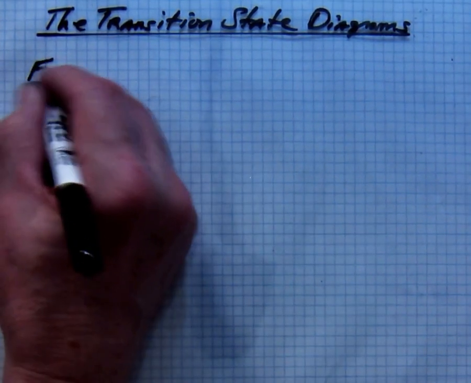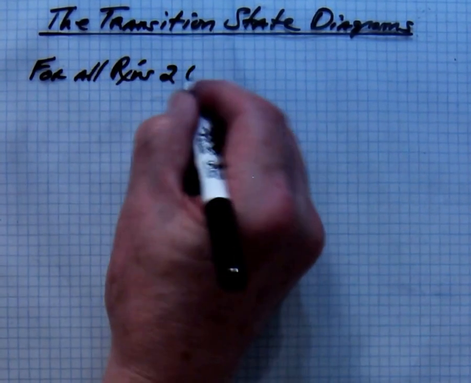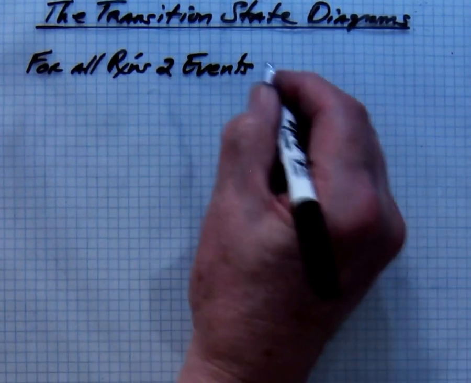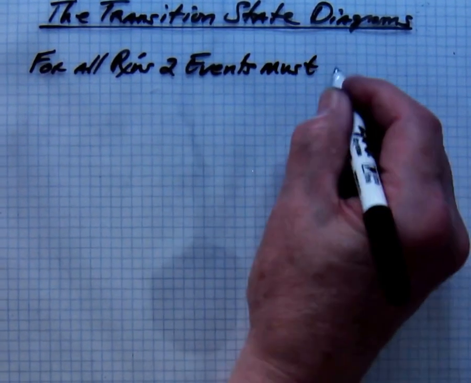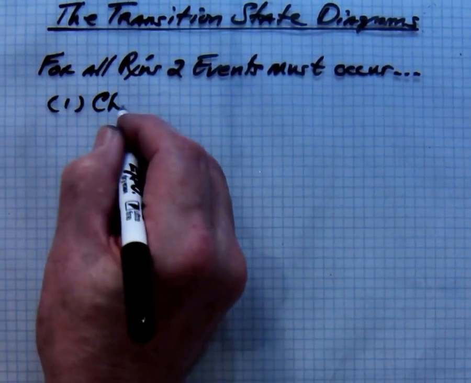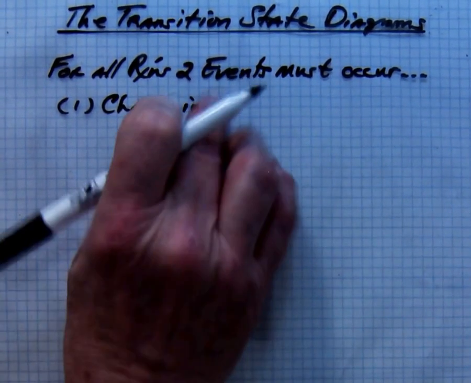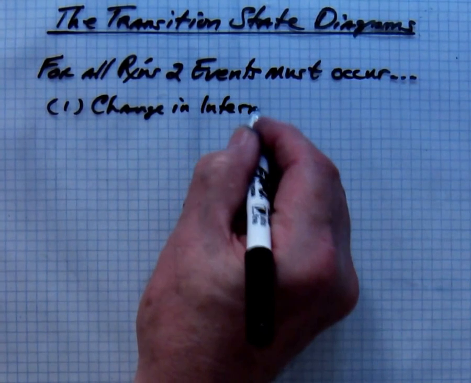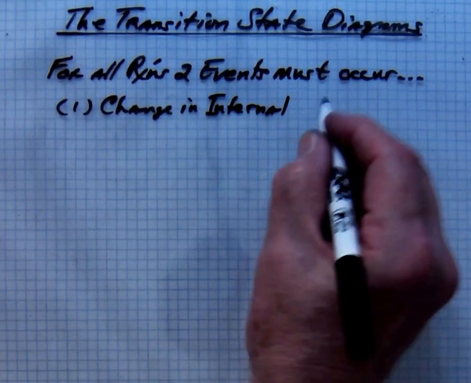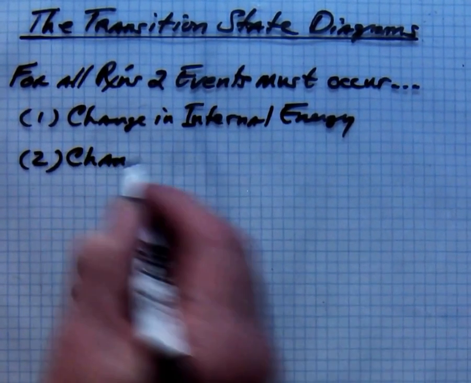And when we talk about energy change in chemical reactions, for all reactions, two events must occur. One, a change in energy, in internal energy, or intrinsic energy, some people call it. And two, a change in the state of order.